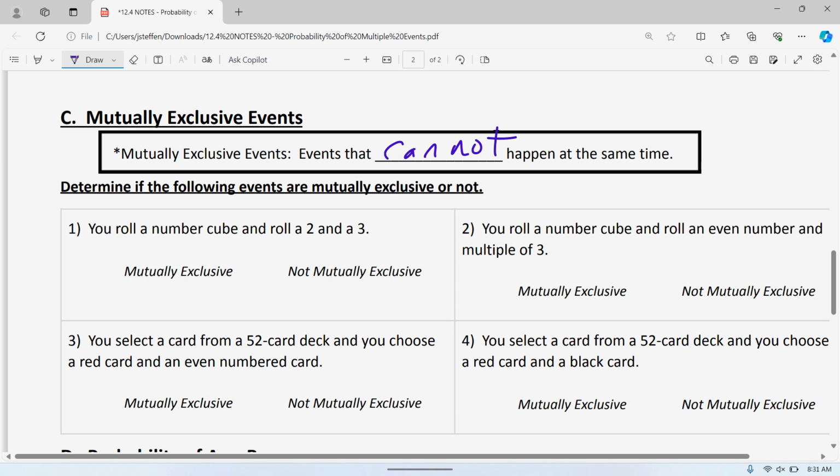Now, the reason I had to think about this is because of the way I always remember it. The word exclusive sounds like exclude. And so mutually exclusive means the two groups totally exclude each other. They have no overlap.